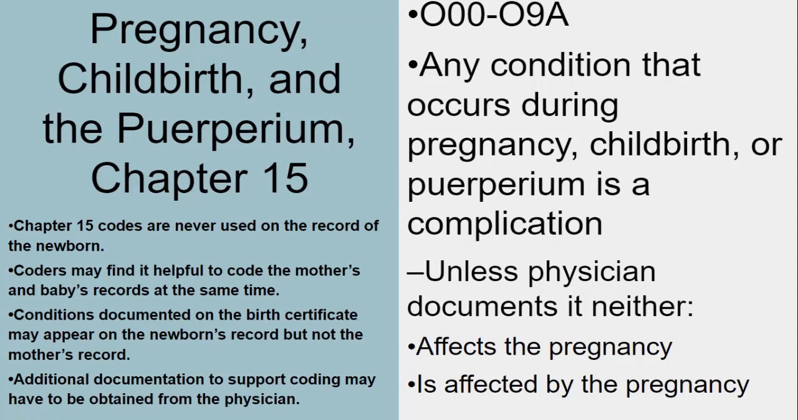Chapter 15 codes are never used on the record of the newborn. Coders may find it helpful to code the mother's and the baby's records at the same time. Conditions documented on the birth certificate may appear on the newborn's record, but not the mother's record. Additional documentation to support coding may have to be obtained from the physician. So after the baby is born, you have a separate record.